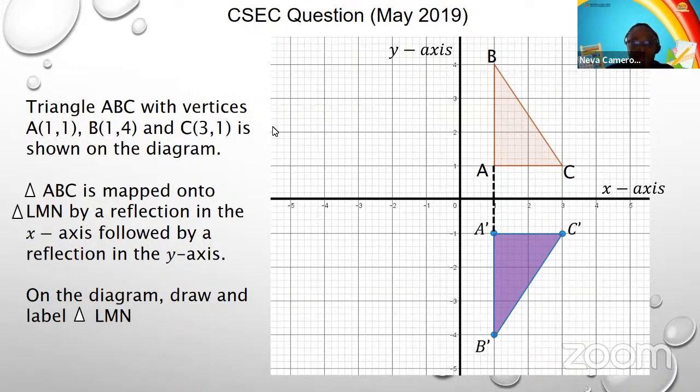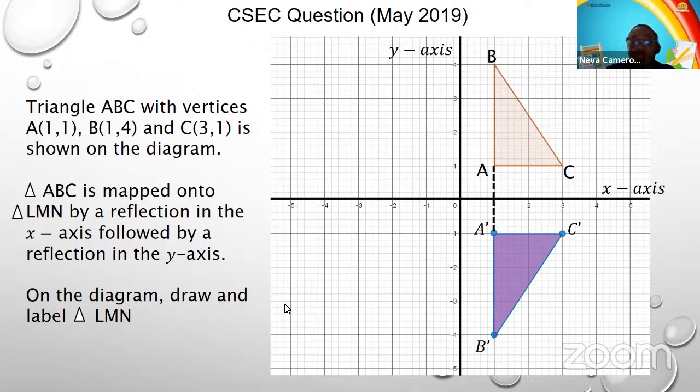Okay, so based on the question, you are saying that after we have done this reflection, we're doing a double reflection. So we're reflecting ABC twice. We're reflecting it once in the x-axis, and then we're going to reflect it in the y-axis. So what do you think the question is asking you to do here? This is a question that you would be given. Where do you think this would lie?